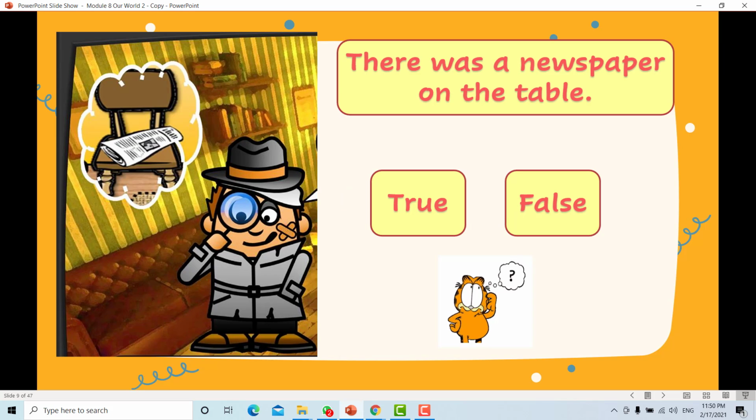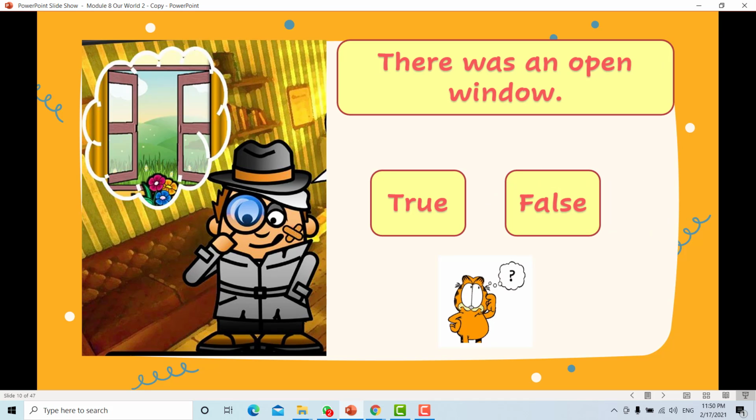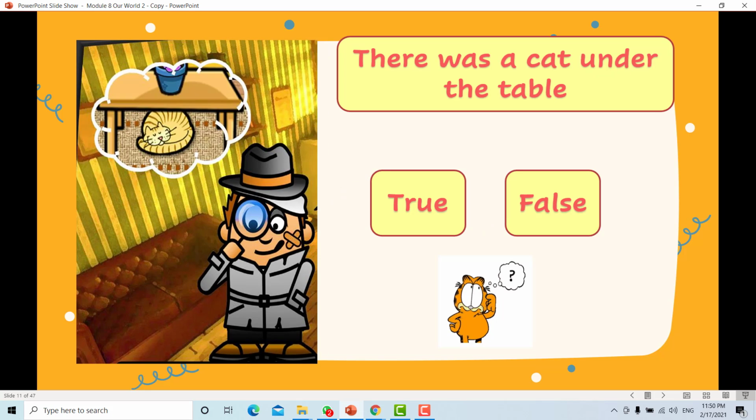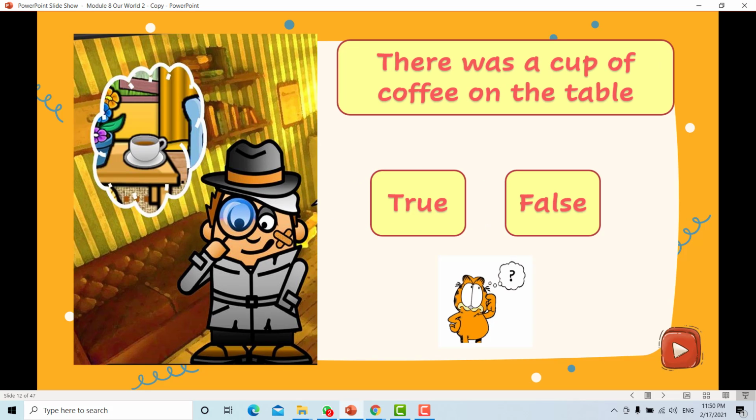There was a newspaper on the table. False, there was a newspaper on the chair. There was an open window. Perfect, that's true. There was a cat under the table. Excellent. True. There was a cup of coffee on the table. That's true.